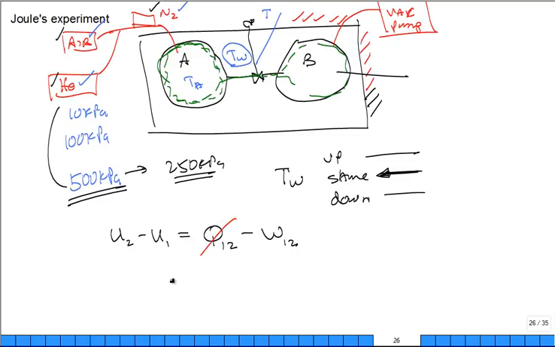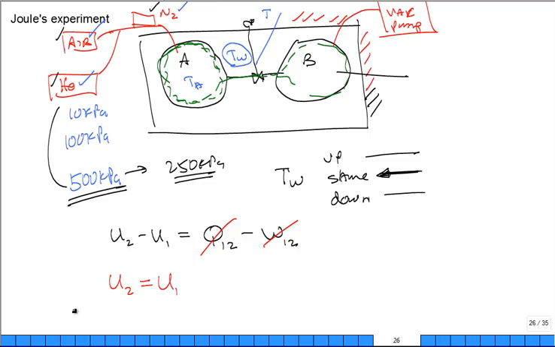What about work? It expanded into a vacuum. He had to pump a vacuum in that second tank. As it expanded, did it push back? Did it have any resistance as it pushed back? Did it do any work? The boundary work is zero. All right, so what do we conclude? That U2 has to be equal to U1.